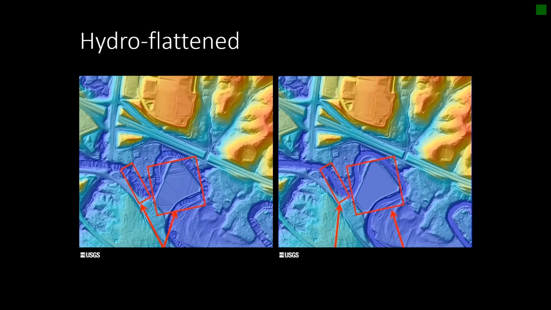So, in these lakes or water bodies and wide rivers, we flatten them, which smooths the surface, and then also a constant downhill gradient is created, which you can imagine would be important in things like rivers.